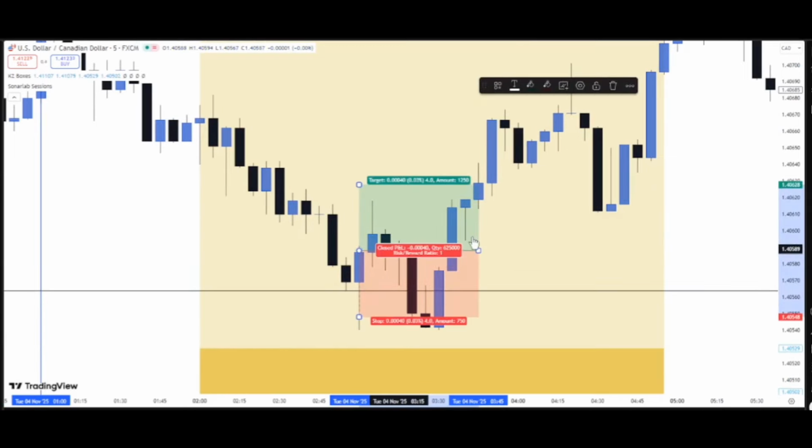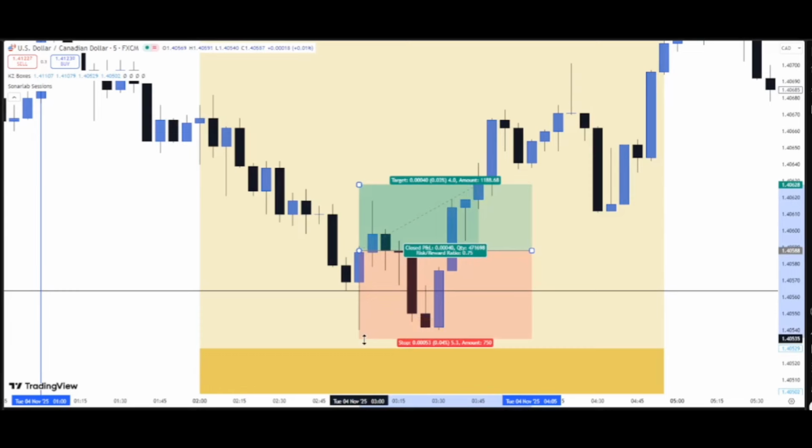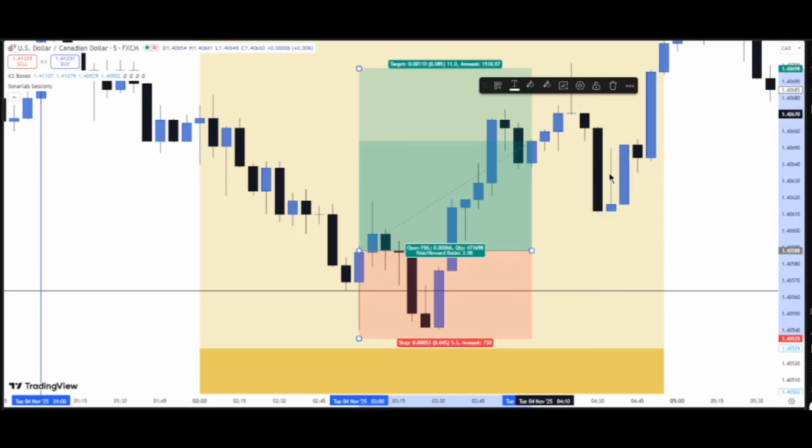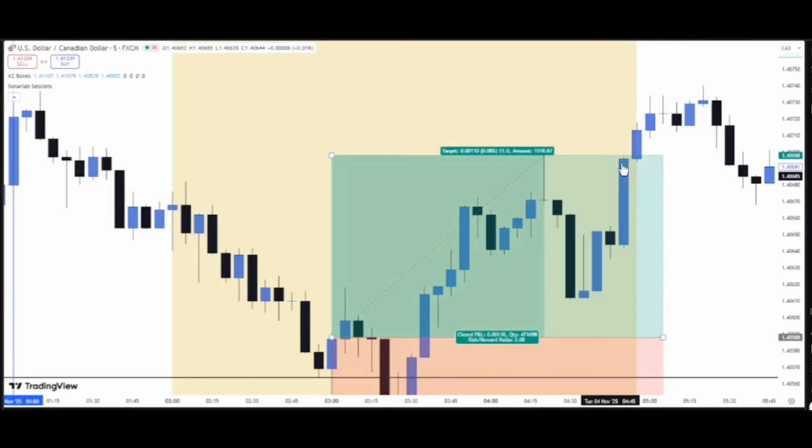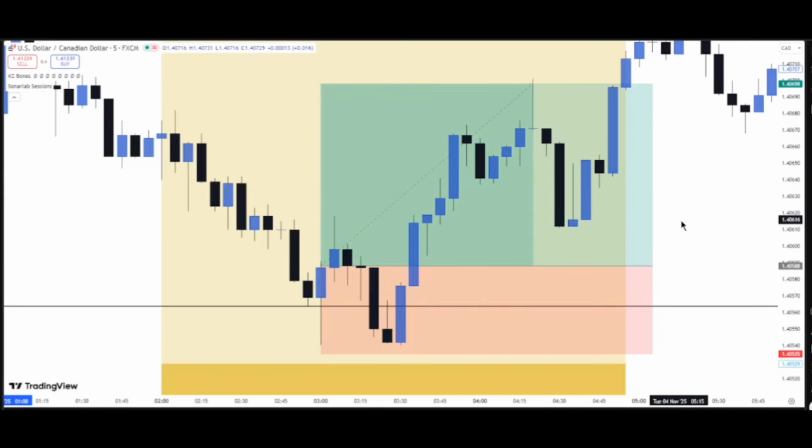I placed my pending order there to go long, and my stop loss just below. Give a buffer and you target 1 to 2. Simple. And look at it. Price immediately went straight and boom, hit your TP. It's as simple. Look, it cannot be simpler than this. I do not think trading can be simpler than this.